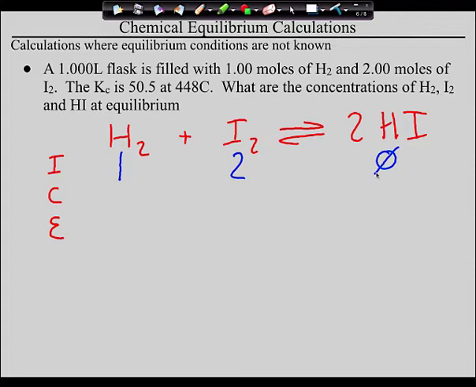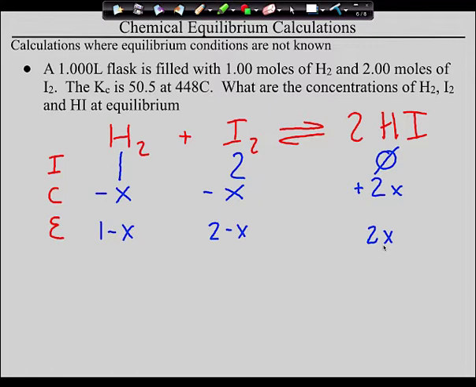So now, we don't know anything about the change. We don't know anything about equilibrium conditions, so we can't imply the change. So what are we going to do to represent change? We're going to use X. So, if this goes down by X, what will happen to I2? It will also go down by X. And if that goes down by X, what will happen to HI? It will go up by 2X. Good. Now we can carry these things down and write expressions for equilibrium. This will be 1 minus X. This will be 2 minus X. And this will be 2X. That's it, we're done.